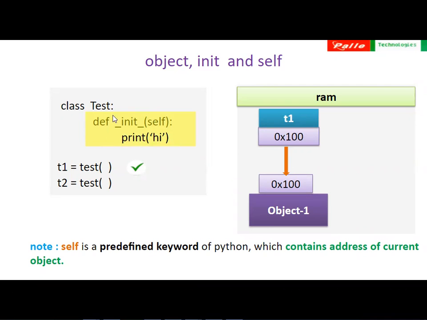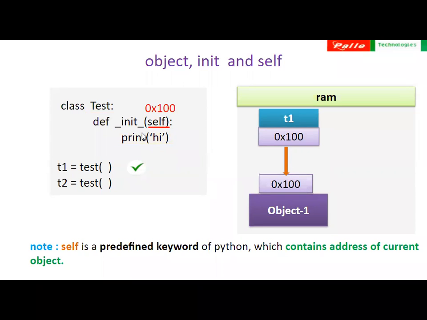When it calls this init method, what do we have in this init method? Self. Now what will be stored inside this self? Which object address? Whichever object is created now, what is the address of this object? 0x100. So this self keyword will be replaced by 0x100. This is the meaning of the self keyword. Remember, the self keyword will store the address of the current object.